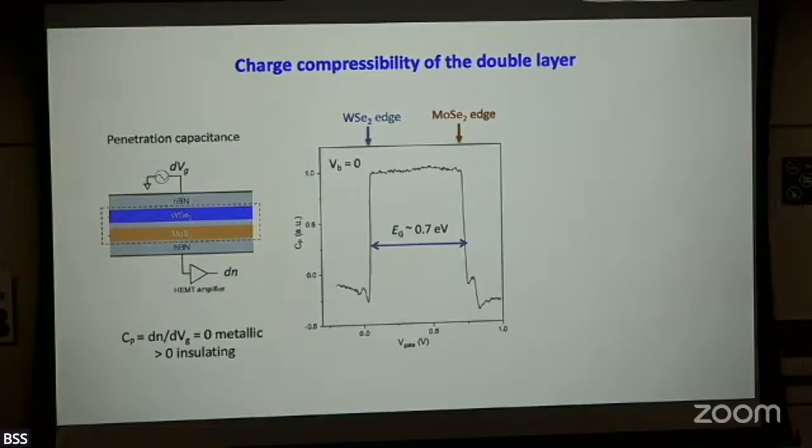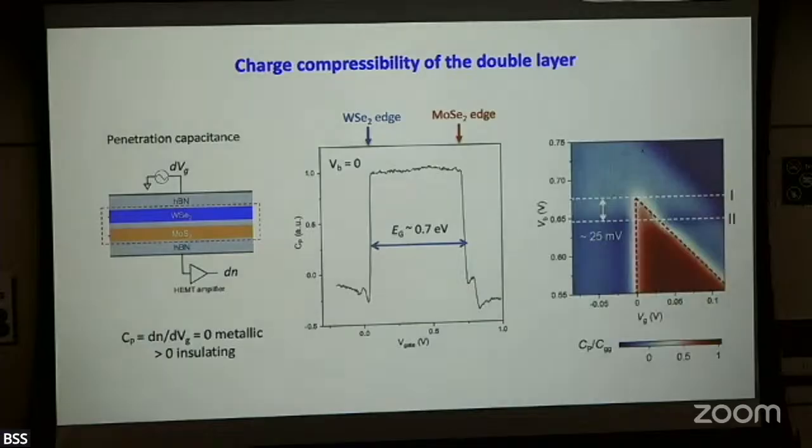It's different, but the idea is the same. It's just where you do the measurement. Last time I talked about taking a current induced here, but now we are taking current here. So this is something called the penetration capacitance. Okay. And then if you do the measurement for all V bias, you get something like this.